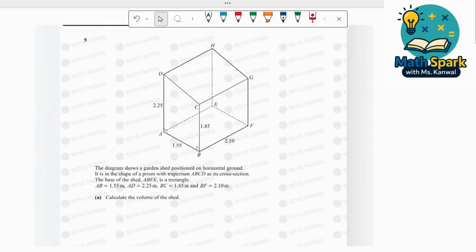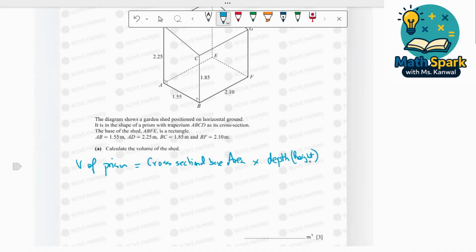And so, checking out the volume. The formula for the volume of a prism is cross-sectional base area multiplied by height, or sometimes it's the depth. Over here, they have already told you that it's a trapezium. So in the case of a trapezium, first we write down the formula for the area of a trapezium, that is 1 upon 2 times the sum of parallel sides multiplied by the height of the trapezium.